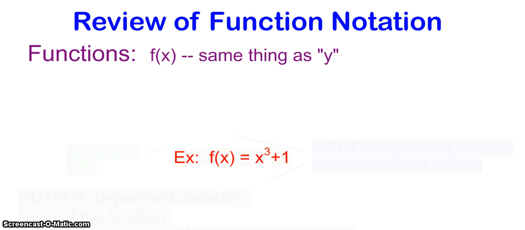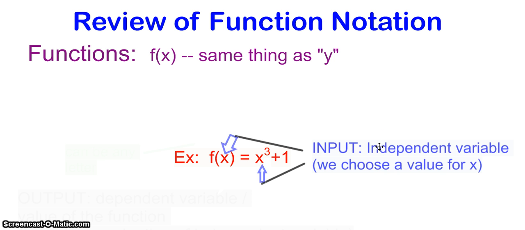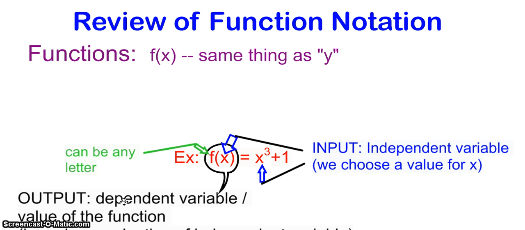First, let's review a little bit of function notation. So remember, f of x represents the same thing as your y value. In this case, x is our input, so it's the independent variable. We choose the value for x. Then, after picking an x value, you start applying the function to it, which creates your y value.